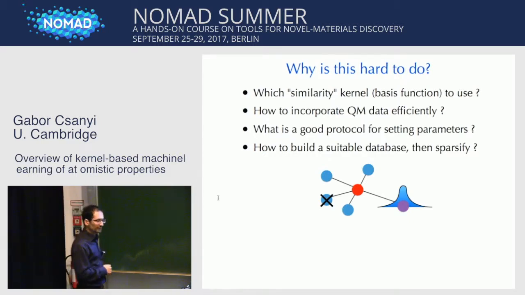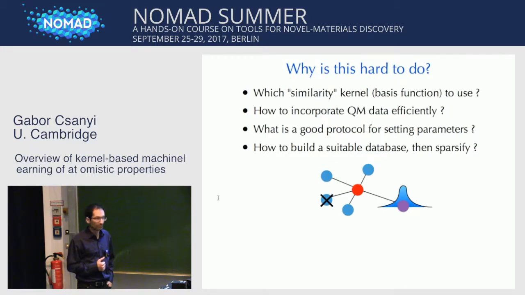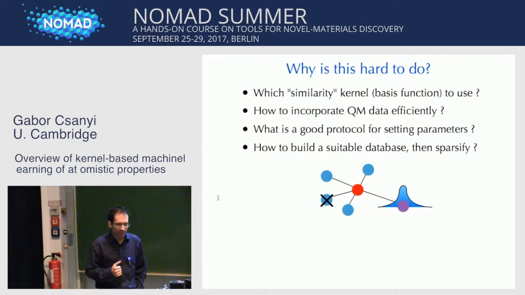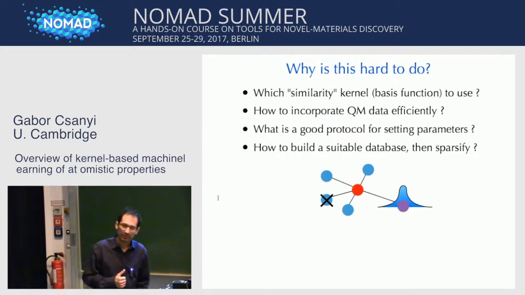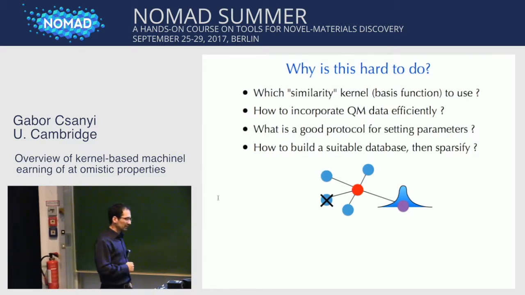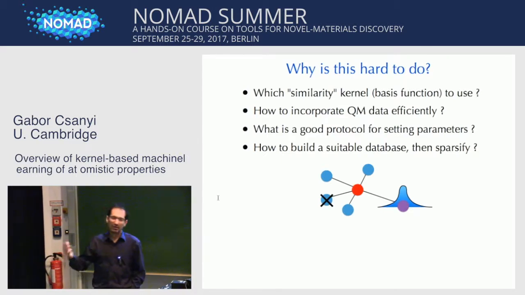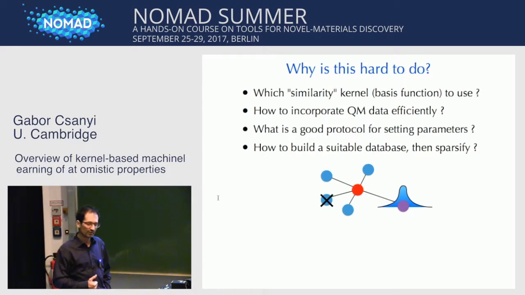How do we incorporate quantum mechanical data in the most efficient way? Again, there are lots of choices in what we compute quantum mechanically. What is a good protocol for setting parameters? We think about machine learning because we want much, much faster quantum models, and that's because we want to evaluate these functions many, many times because we're doing high throughput screening or we're doing other kinds of materials discovery.